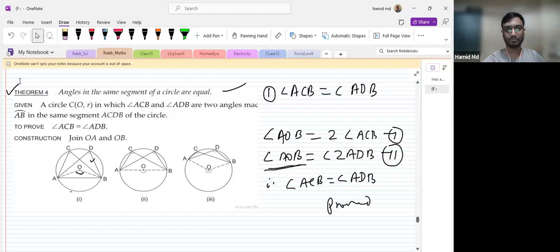So here we can say the angle AOB is equal to two times angle ACB, and angle AOB is equal to twice angle ADB. So ACB is equal to ADB. Okay, good. Then what about the third part?